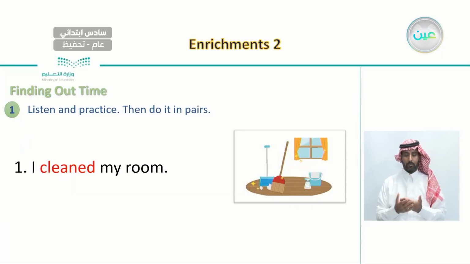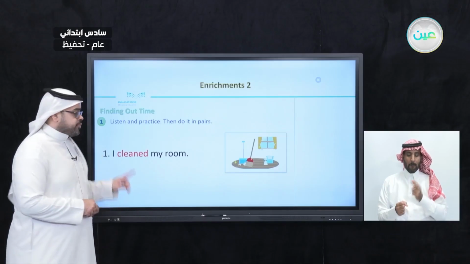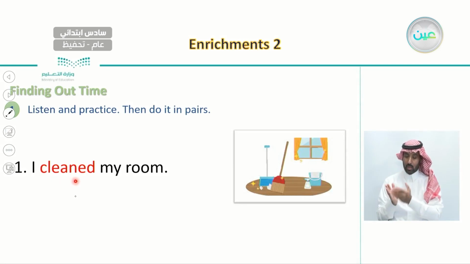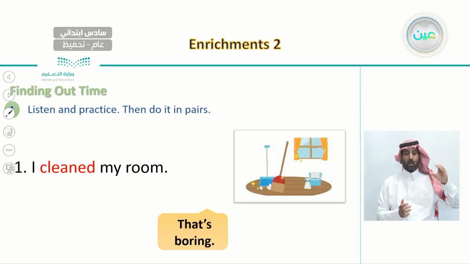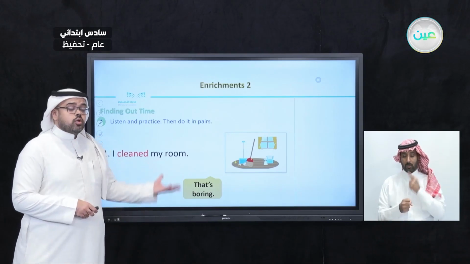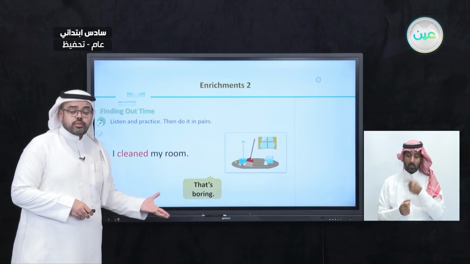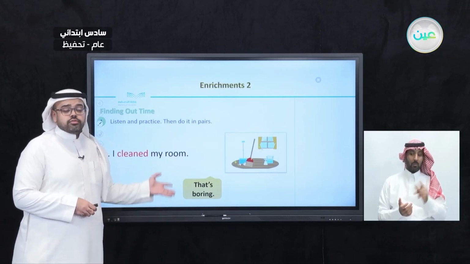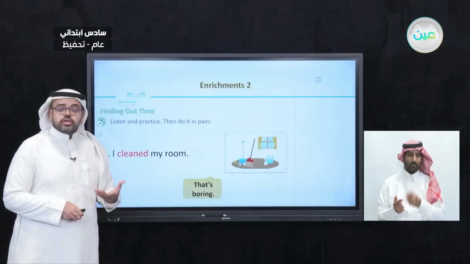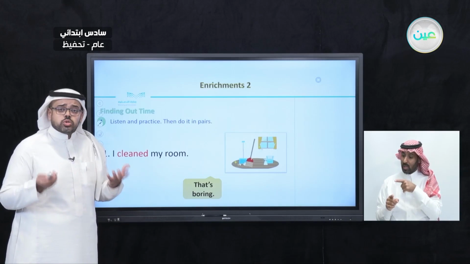The first thing here, I would like to say it, and I would like you to say it after me. The first thing is, I cleaned my room. And usually when we say different activities, we give a comment. For example, that is boring, which is usually what you say as a comment for something that you don't like.